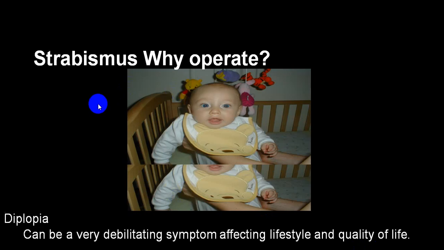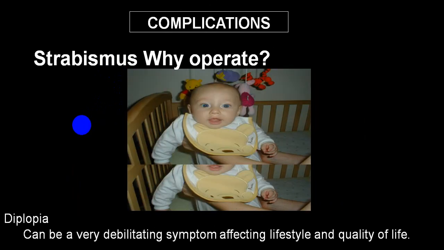So, diplopia can produce loss of vision in the affected eye, and that will be irreversible. So, early detection of strabismus and correction as early as possible will reduce the chance of loss of vision. That is what we call amblyopia. So, amblyopia is a common complication secondary to strabismus.